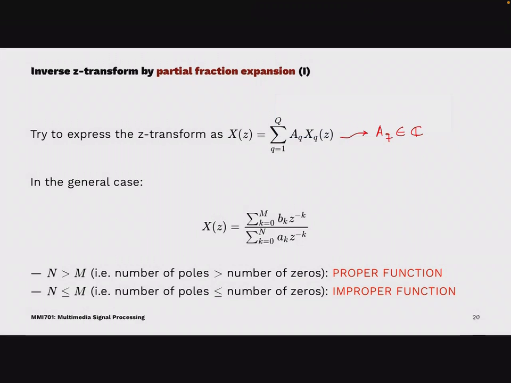Okay, so let's have a look at the general case where we have a rational expression for X of z. We can define two different types of functions. If the number of poles is greater than the number of zeros, then we have a proper function. If the number of poles is less than or equal to the number of zeros, then we have an improper function. So application of partial fraction expansion for these two cases is slightly different, and we're going to see that through two examples.